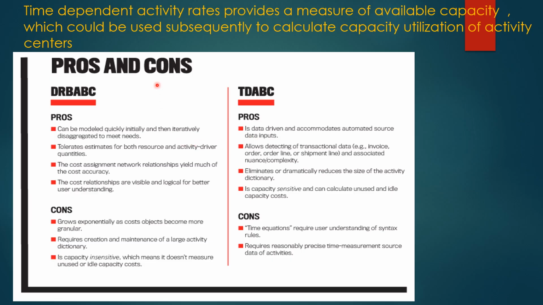Now, these are the various pros and cons of data-driven and time-driven activity rates. These are the pros of the data-driven rate: it can be modeled quickly and tolerates estimates for resources. The cost assignment network relationships yield much of the cost accuracy. The cons are that it grows exponentially as cost objects become more granular, requires creation and maintenance of a large activity dictionary, and is capacity insensitive, which means it doesn't measure unused or idle capacity cost.